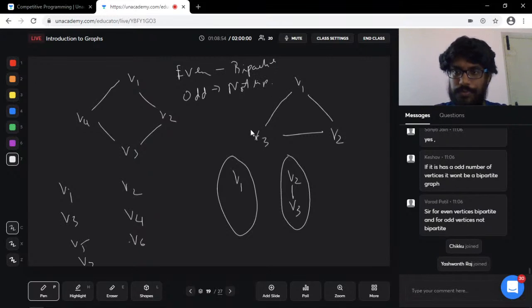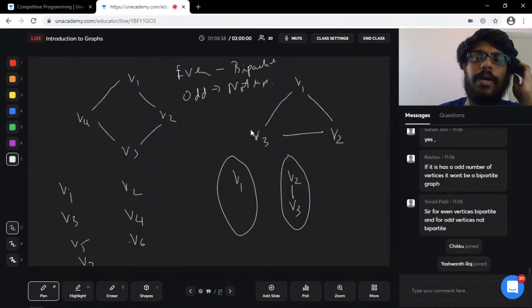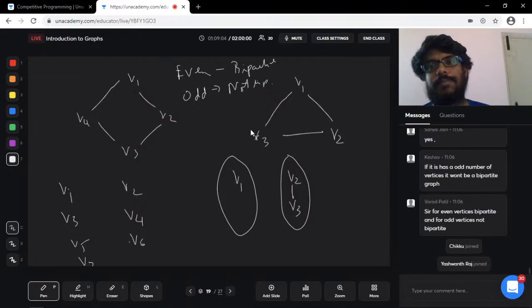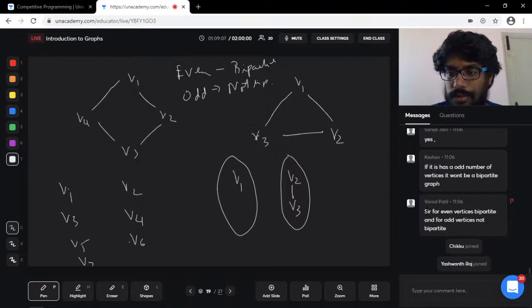Okay. So very good question, Keshav. A path graph is always bipartite, but a cycle graph may be bipartite or not, depending on the parity, even or odd, of the number of vertices. Cool. Yeah, Bharat, that's exactly correct. I hope this made sense to everyone.